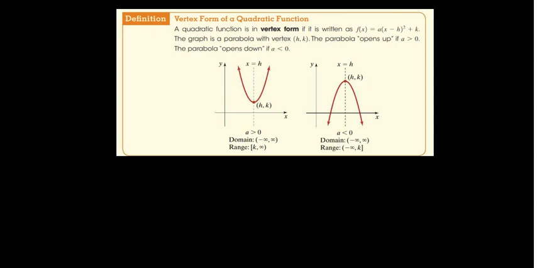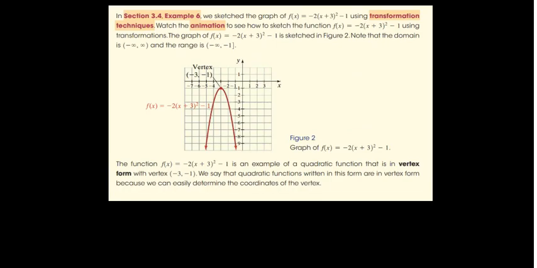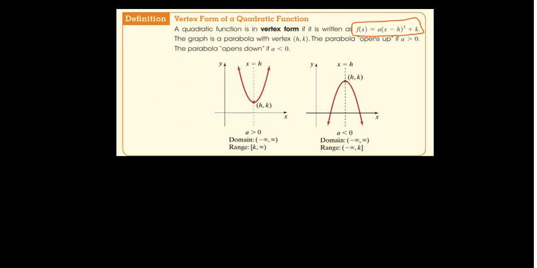So we have our quadratic equation, our quadratic function. If it's written in vertex form, this is called vertex form. That is the vertex form of a quadratic equation. Now, if you have an equation written in that form, it is super easy to see where the vertex is. If we continue to read on, the graph is a parabola with vertex h, k.